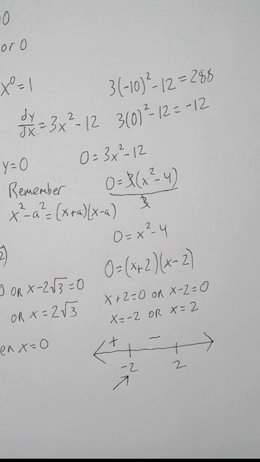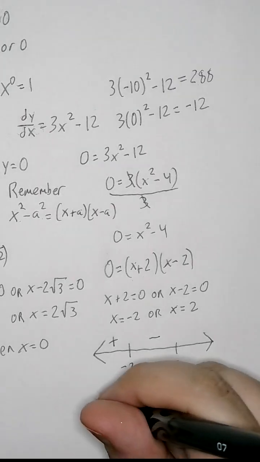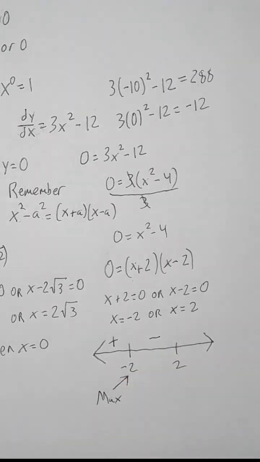What do you think? Is negative 2 a max or a min? Jason says max. Imperfect says max. Nightstar says max. Natalie says max. Yeah, this is a max. And then, let's pick a number greater than 2.